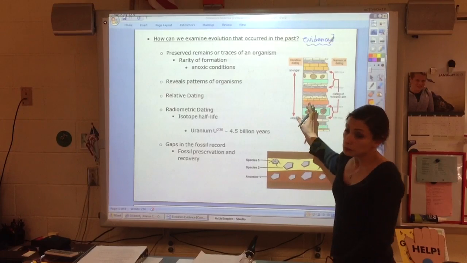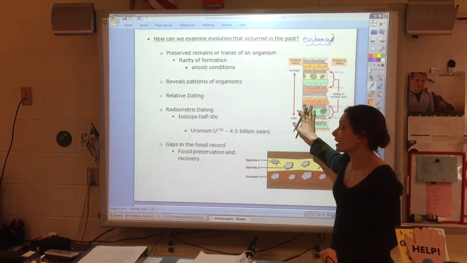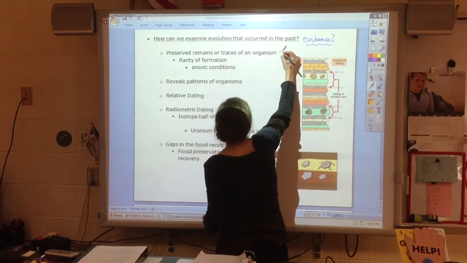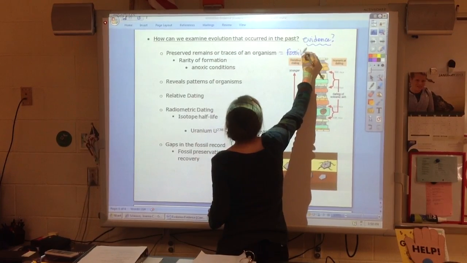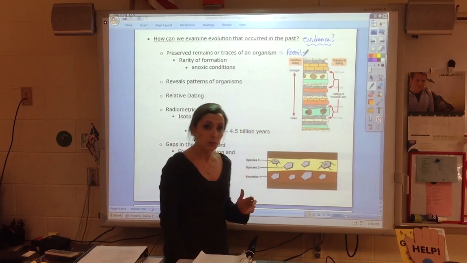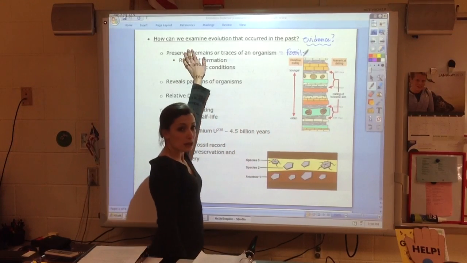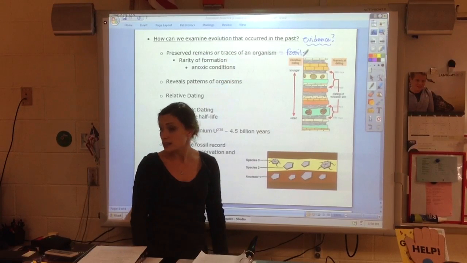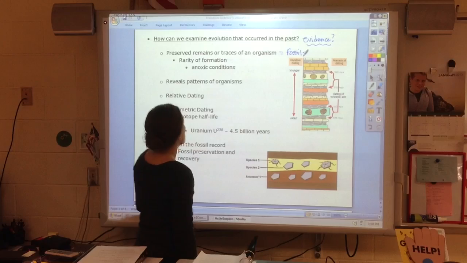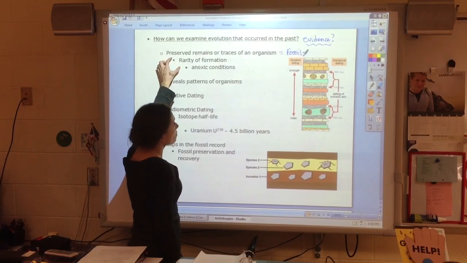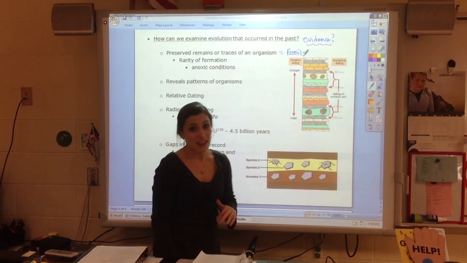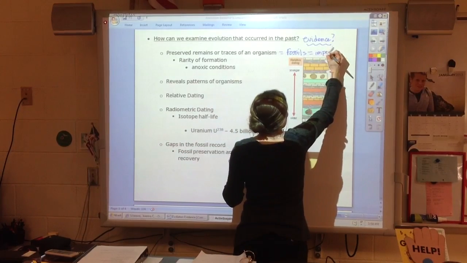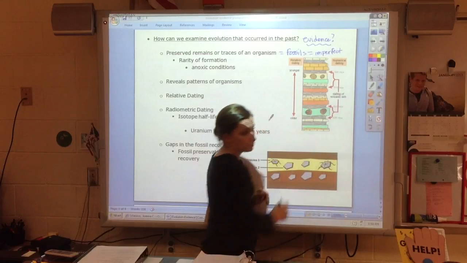And one of the very few tools that we have is looking at preserved remains or traces of an organism, and these are known as fossils. Most people think when we say fossil of bone, but it can be the remain of the organism. It can actually be just a trace, so sometimes even a footprint or a nest itself is an example. We do need to talk a little bit about fossils and why they are a very imperfect source of evidence for evolution.